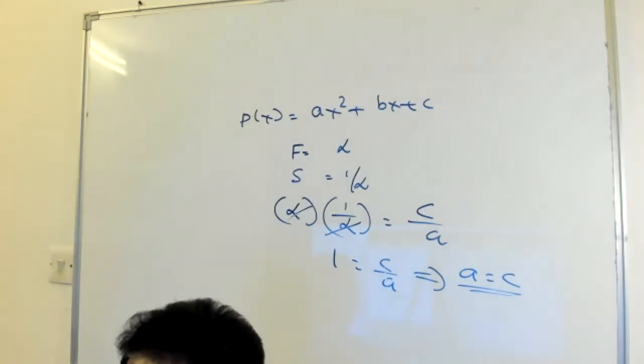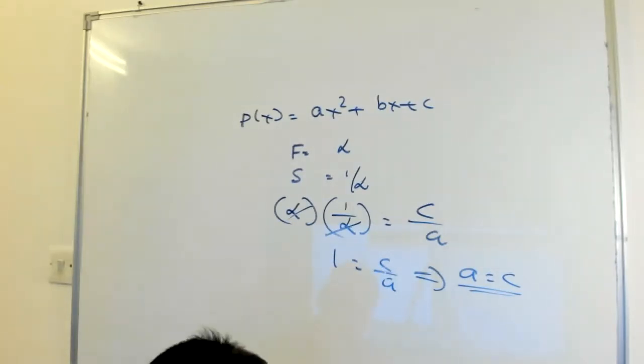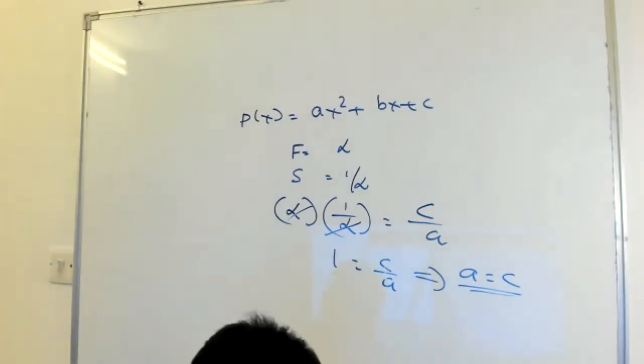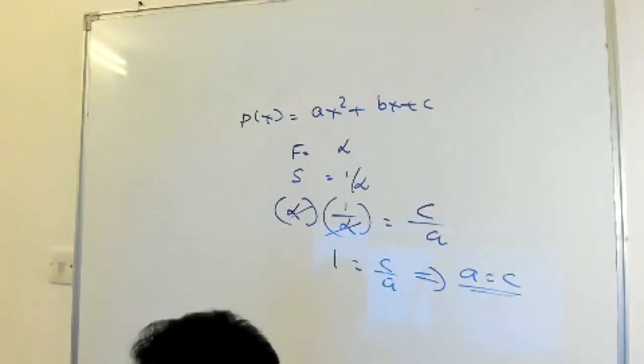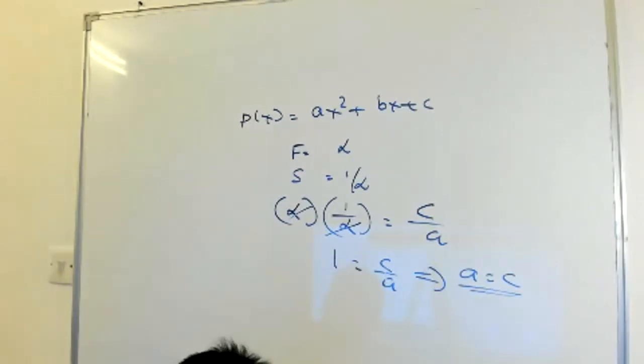So clear now? This one clear or not? Yes, sir. So that means if the zeros are reciprocals, a and c should be equal. Keep that in your mind, because if your exam is based on last year's syllabus, it will be MCQs. So be careful with this one. Next.